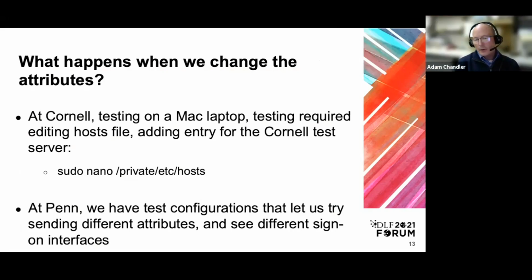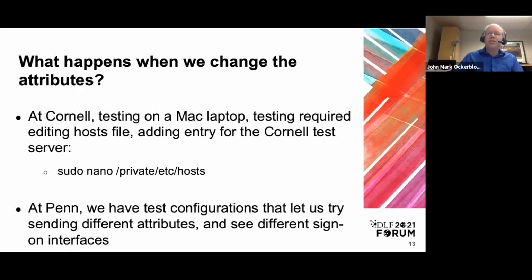So what happens when you change the attributes? You want to do some testing ahead of time, and the way I did it in our case was I used my Mac laptop, and I had to go into the host file on my machine and add an entry so that when the request comes in from the electronic resource to the library, to the identity server, it gets routed to the test server instead of the production server, and the test attributes are sent out to the vendor.